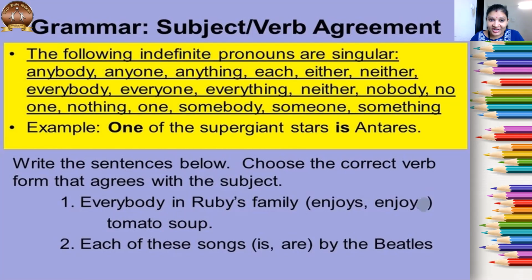So what I was reading was a list of indefinite pronouns that are singular. Example: one of the supergiant stars is dangerous. Write the sentences below. Choose the correct verb form that agrees with the subject. Everybody in Ruby's family, everybody is... Yes, you can pause and choose your answer and then check the answer.